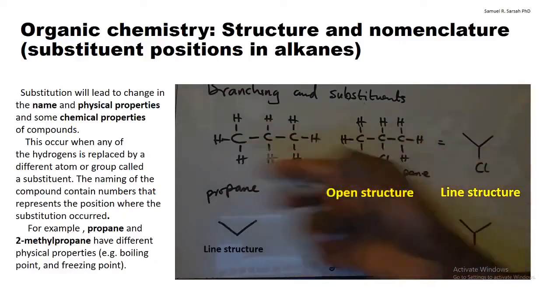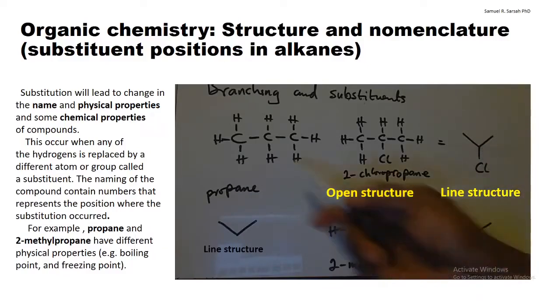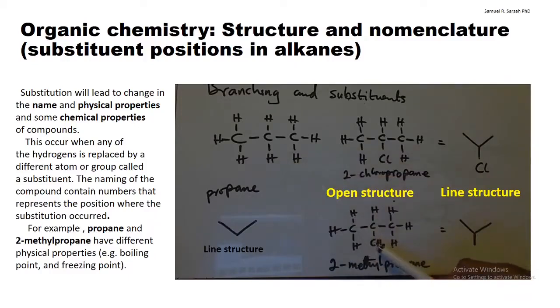This is your propane, and this is an example where one of the hydrogens is replaced by chlorine. This is the line structure showing the chlorine coming off of carbon number 2. Now this is the other example where the hydrogen has been replaced by a CH3 group, or a methyl group. And this is how it is written. The methyl group is coming off of carbon number 2, and the hydrogens are not shown in the structure.